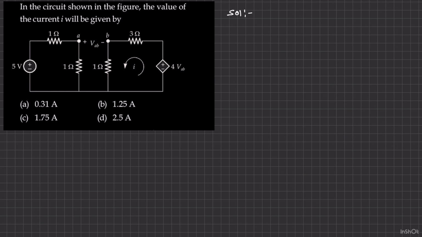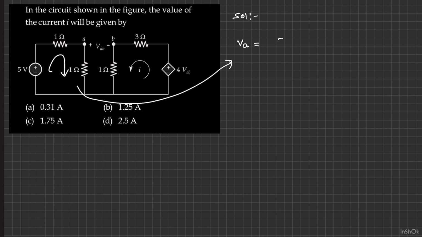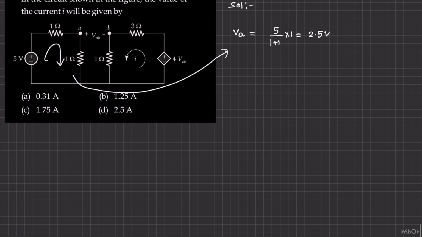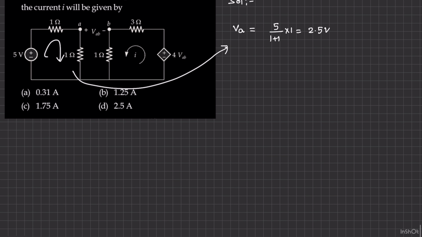we can see that in this loop the VA is nothing but 5 over 1 plus 1 times 1. It is simple voltage division rule, because there is no closed loop from the left side of the mesh to the right side of the mesh, so there is no chance of any current flowing from the left side to the right side of the loops, so that VA is 2.5 volts.